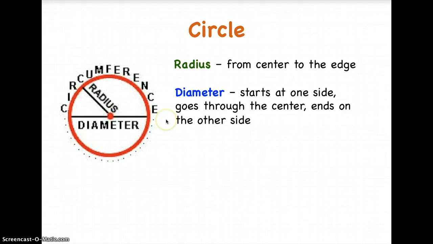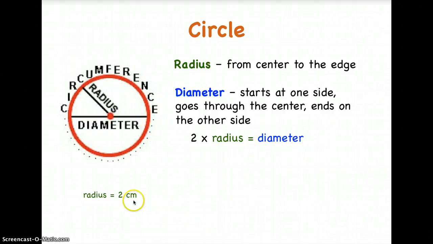So, let's talk more about their relationship. 2 times radius is equal to diameter. So when you're given a radius, which is 2 centimeters, you just multiply it by 2 and you get its diameter. So 2 times 2 is 4. So the diameter of a circle with a radius of 2 is 4 centimeters.